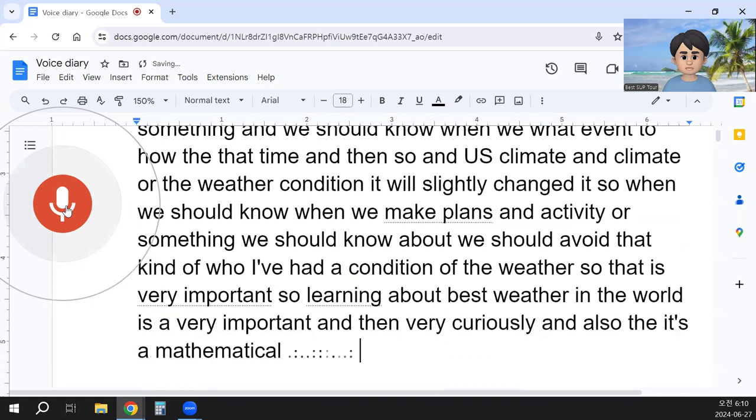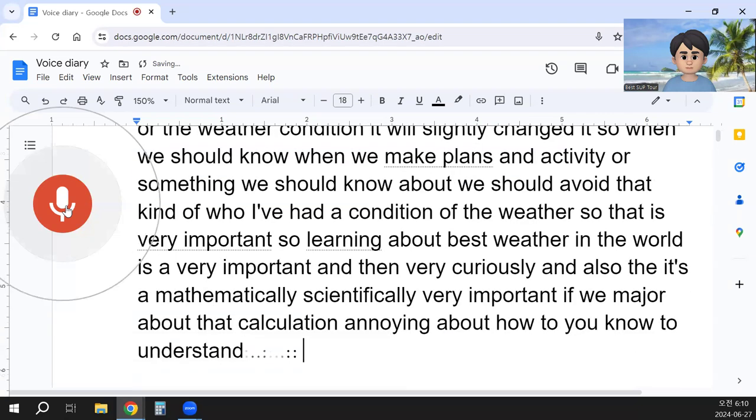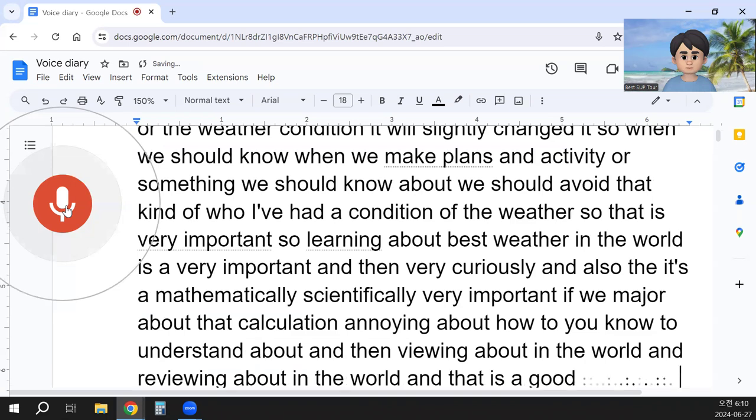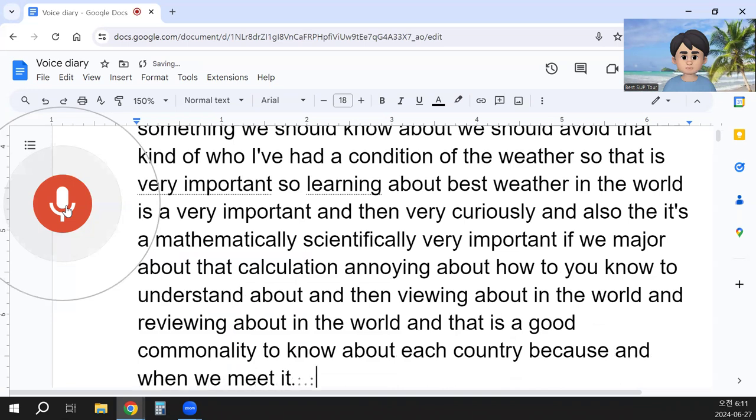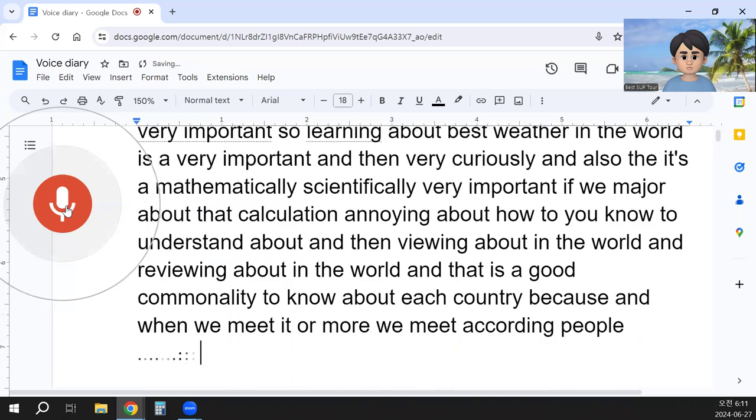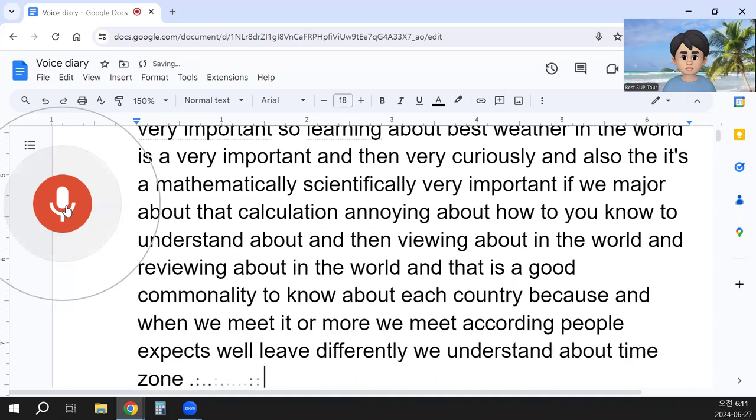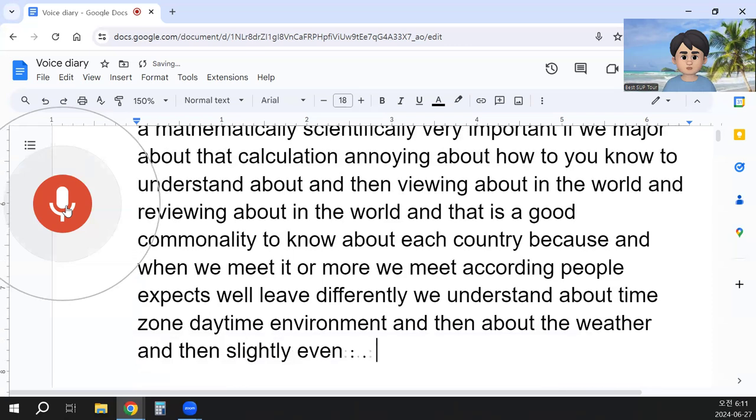Mathematically and scientifically, it is very important. If we study that calculation, we understand enough about viewing and reviewing the world, and that is good common knowledge to know about each country. Because the more we meet foreign people, expats, who live differently, the more we understand. First, we understand time zone, daytime, environment, and then the weather. Even if we don't go there, we understand.